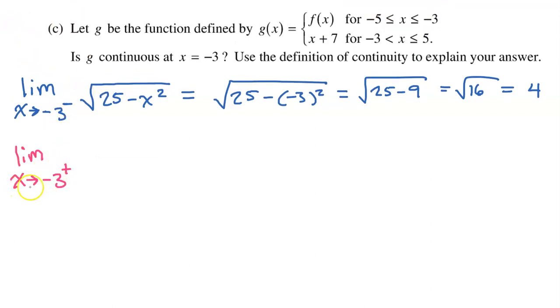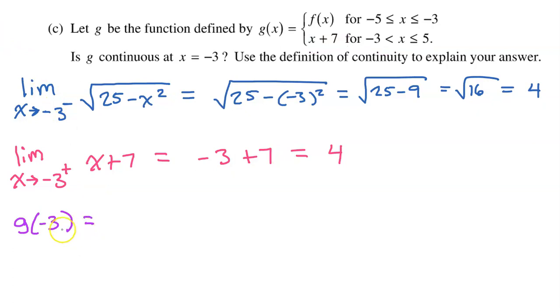Now let's find the limit as x approaches negative 3 from the right. Well, to the right of negative 3, we will be in this interval right here. And according to this piecewise function, g is equal to x plus 7 in this interval. So we need to find the limit as x approaches negative 3 from the right of x plus 7. Direct substitution will work again. Substituting negative 3 for x, we have negative 3 plus 7. And that is 4. So far, so good. Both of these have a value of 4.